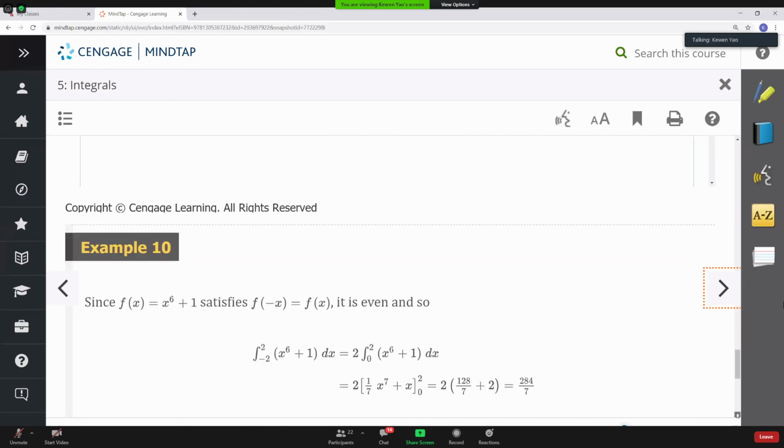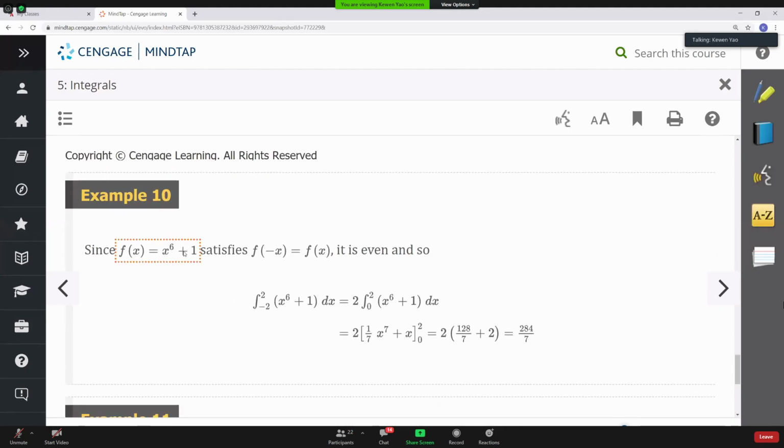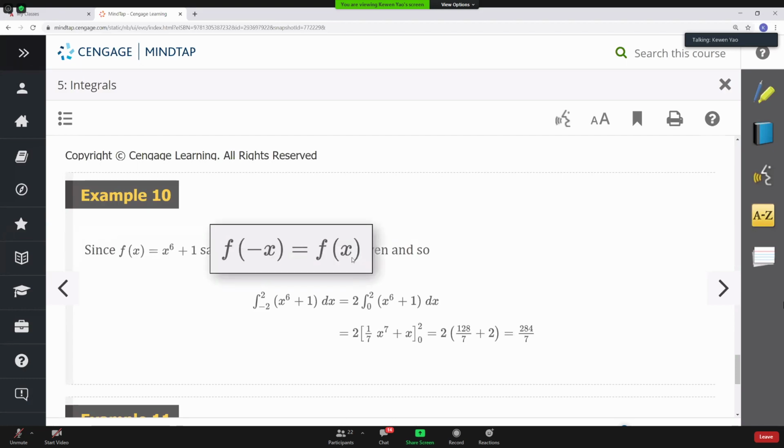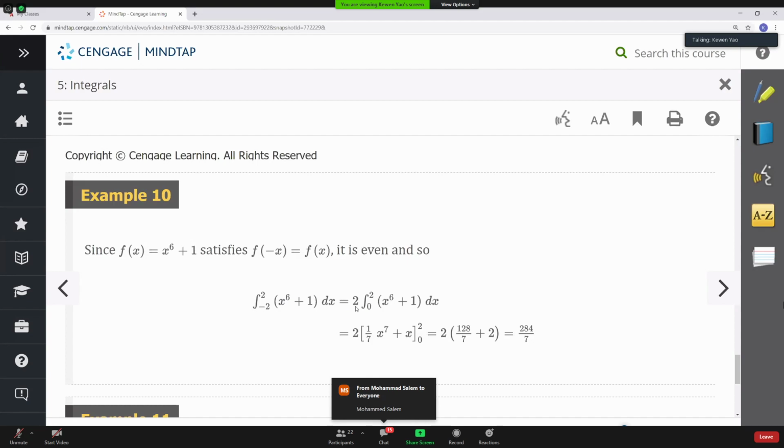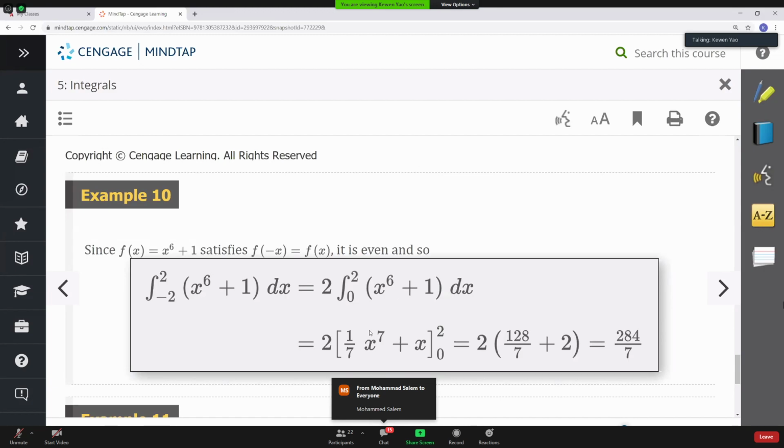Let's look at this one. This is an even function. Why? Because if you replace x by negative x, f(negative x) equals f(x). So if you want to evaluate from negative 2 to 2, you get 2 times the integral from 0 to 2. It's easy to find the antiderivative, with 1/7 x^7 and so on. Replace x by 0, everything is 0, and replace x by 2 by FTC. And 2 times this, the answer is 284/7.